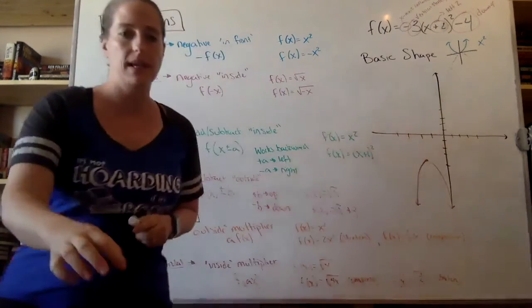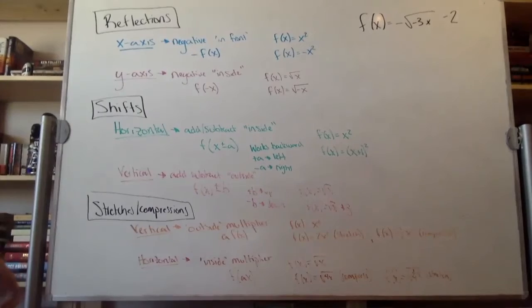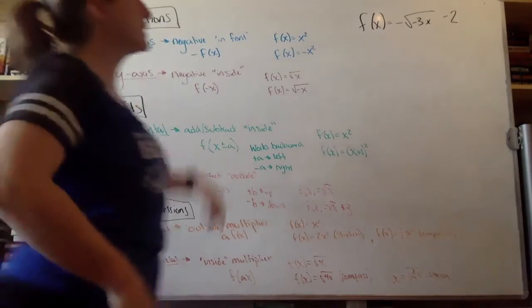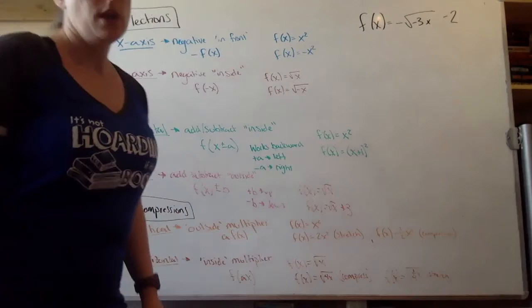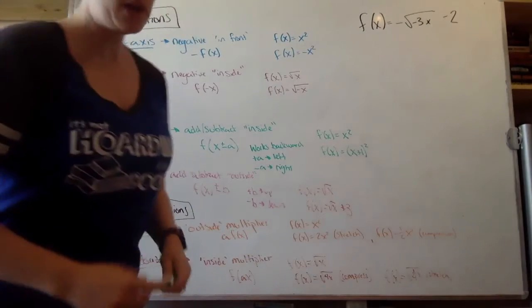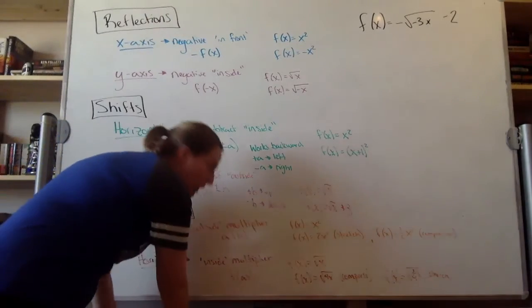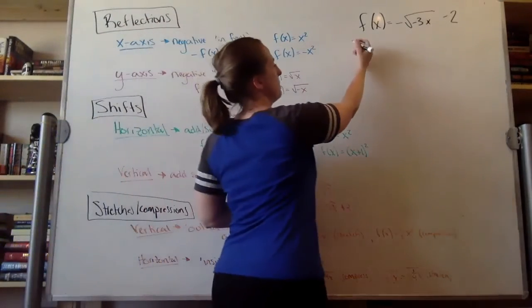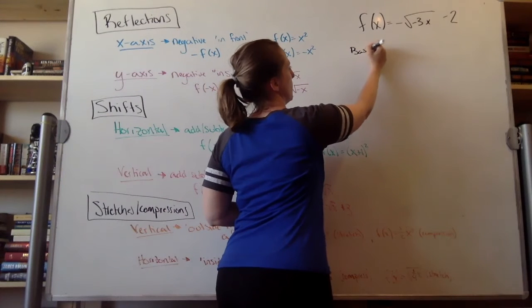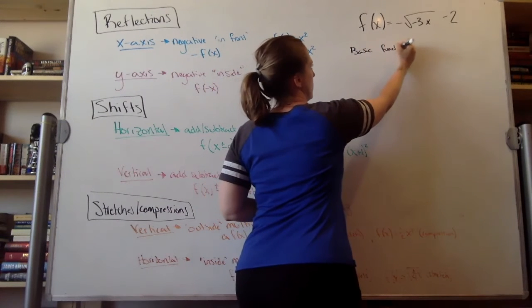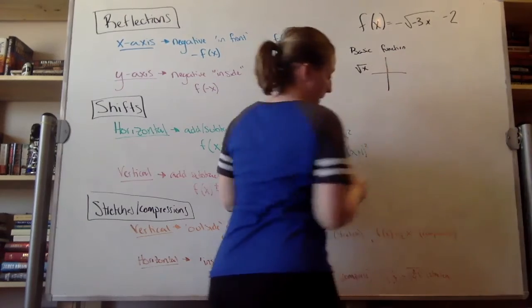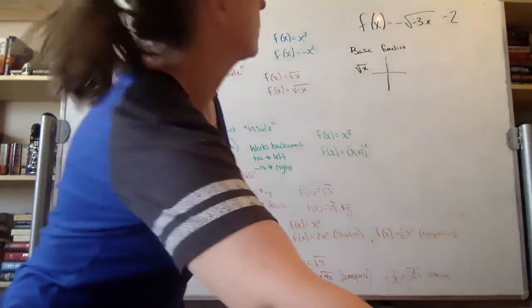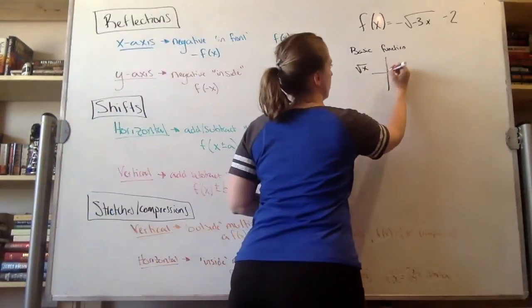Let's do one more example. All right, let's work one more example. So we have f of x equals negative square root of negative 3x minus 2. Okay, so first thing we want to do is think about our basic function. So what's the basic function that we're transforming here? Our basic function is the square root of x graph. And the basic shape of that basic function is this.